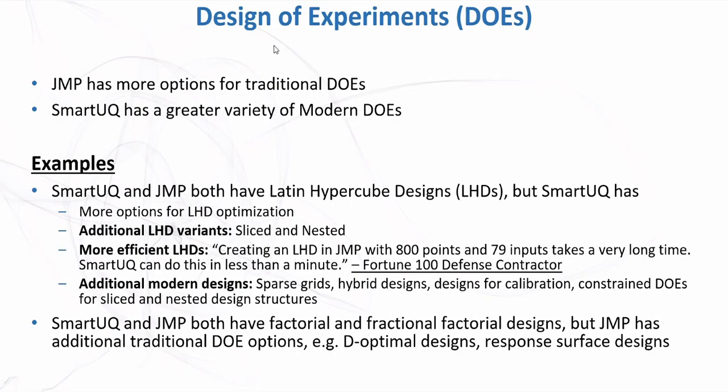So on the other hand, for traditional design of experiments, SmartUQ and JMP both have factorial and fractional factorial designs, but JMP has additional traditional designs like D-optimal designs and response surface designs.